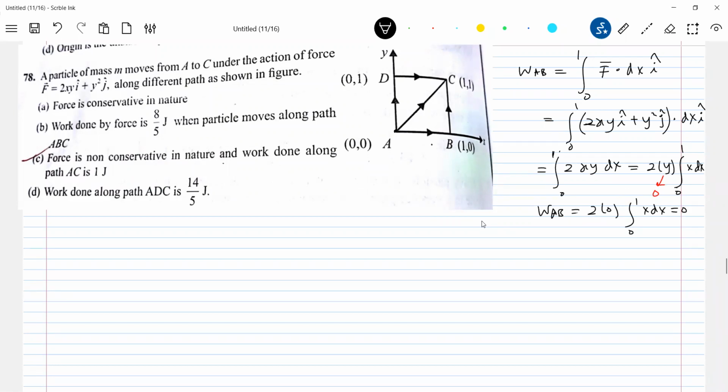Now, what does that arrow indicate? Because you should substitute the value of y. That's why it has become 0 here.